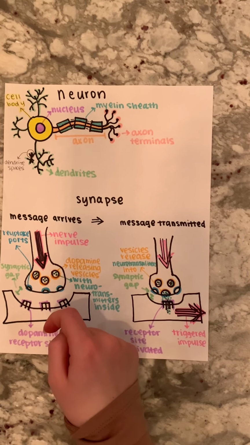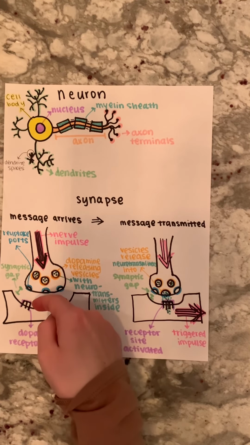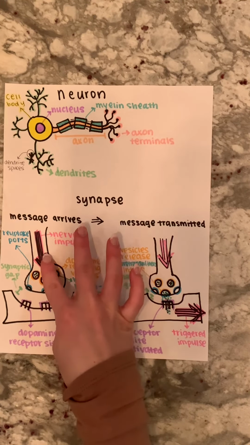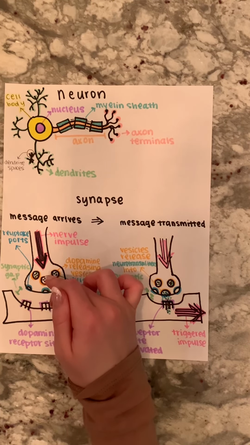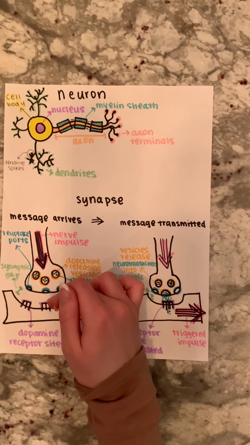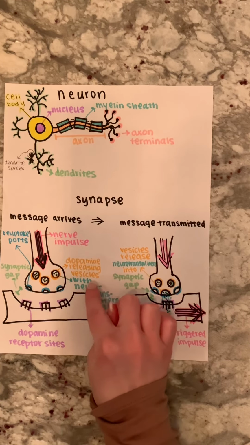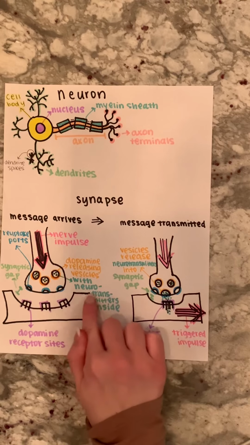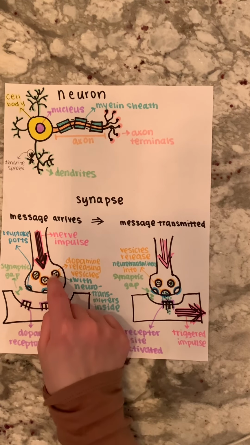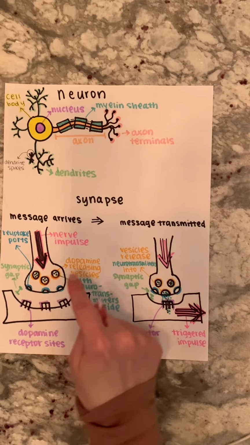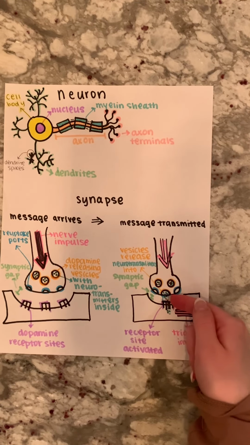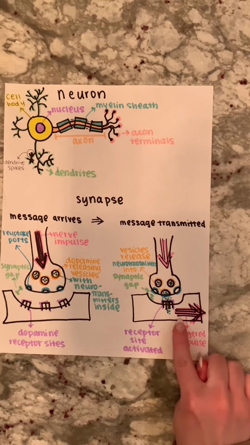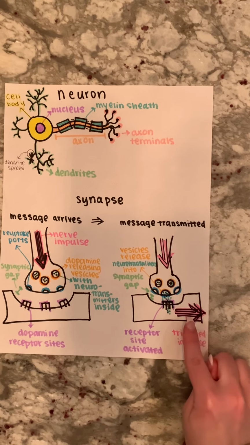When it is communicated across the synaptic gap right here, it's actually no longer in the form of that electric signal, but instead it takes the form of neurotransmitters, which are carried by these dopamine-releasing vesicles. I have the little neurotransmitters here, those little tiny blue dots. When they pass through, as you can see right over here, they go through as neurotransmitters, and then once again, they are transformed into an electric pulse.